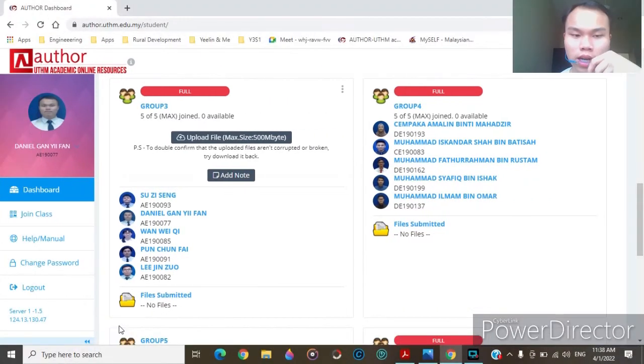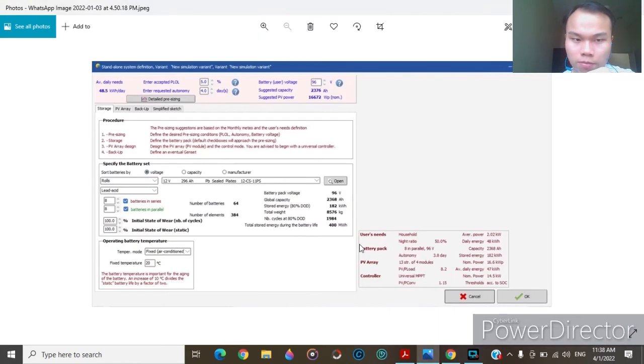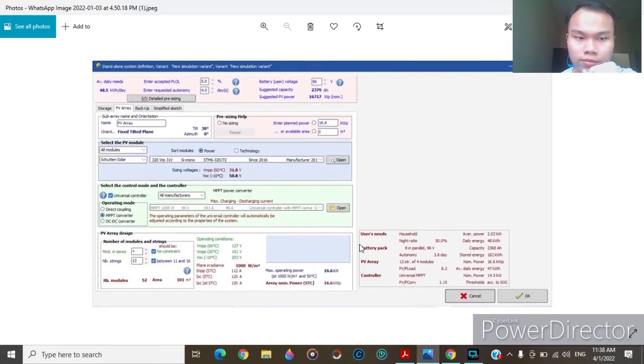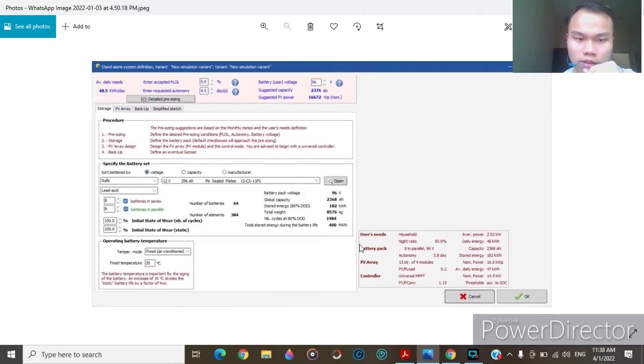My name is Ifan, AE1900077. Today I'm doing a presentation on the PV system, solar system generation for Mr. Ahmad Nifu. I'm from group 3, section 6. So I'm going to use this spec. There's an MPPT controller, inverter, and PV module selection of a series. These are the series that we have selected for our battery set and PV array.